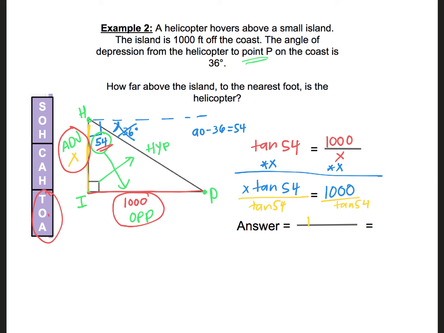When I do this, we have 1,000 divided by the tangent of 54. And then I just need to type that into my calculator. Again, your tangents canceled here, so really you just had X left over. So let me go ahead and pull up my calculator. In this video, I'm not going to go over how to check your mode because I did that in the last one. So if you don't know how to check that, please go back to example 1 and watch that video.